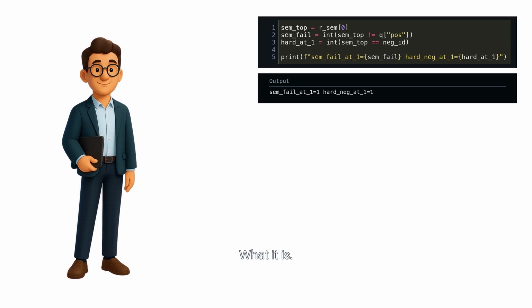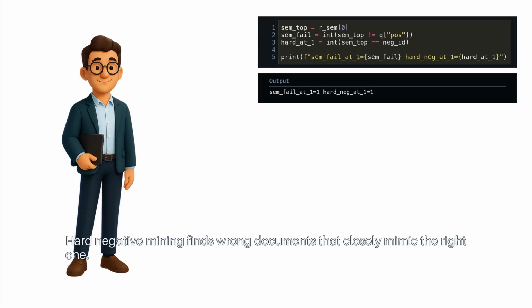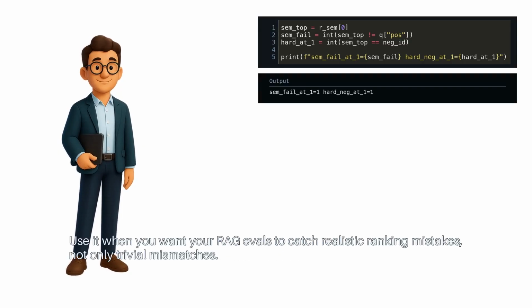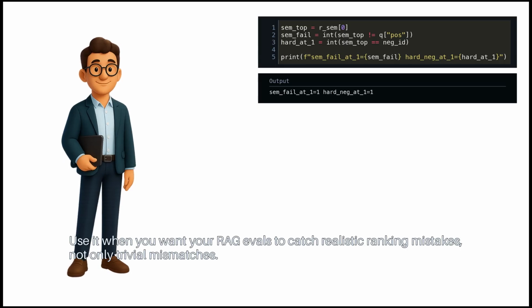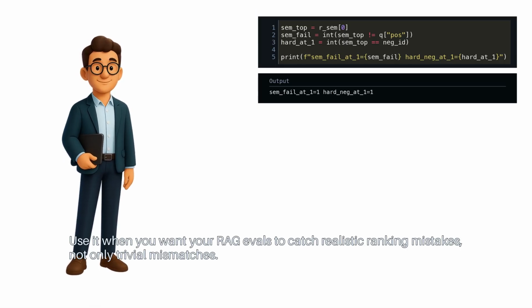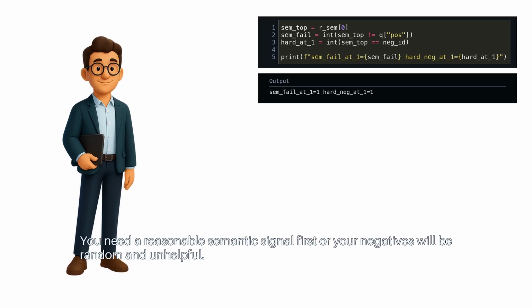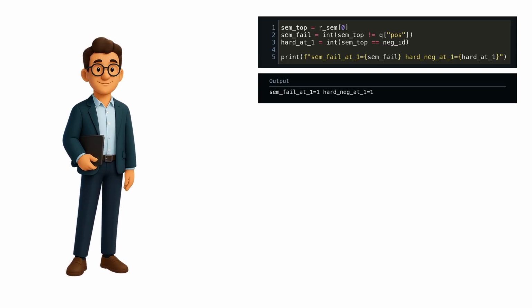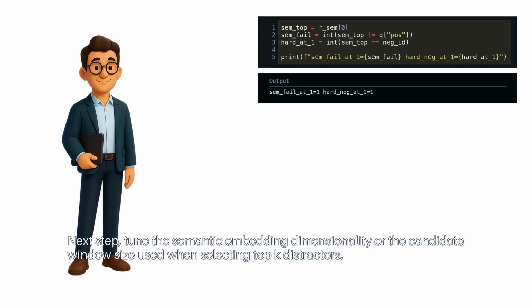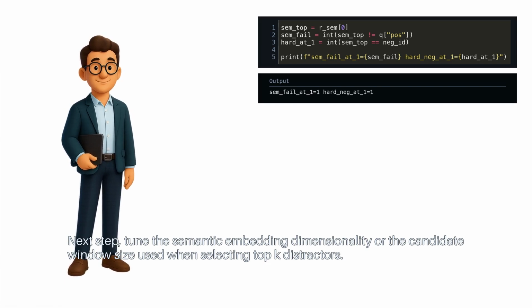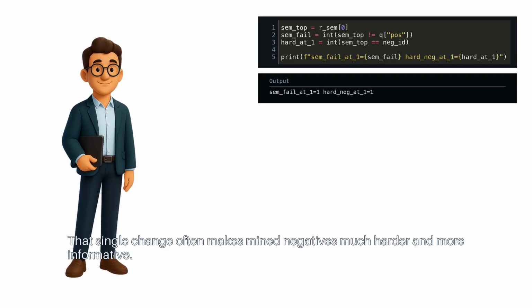Recap. What it is: hard negative mining finds wrong documents that closely mimic the right one. When to use it: use it when you want your RAG evals to catch realistic ranking mistakes, not only trivial mismatches. One caveat: you need a reasonable semantic signal first, or your negatives will be random and unhelpful. Next step: tune the semantic embedding dimensionality, or the candidate window size used when selecting top K distractors. That single change often makes mined negatives much harder and more informative.